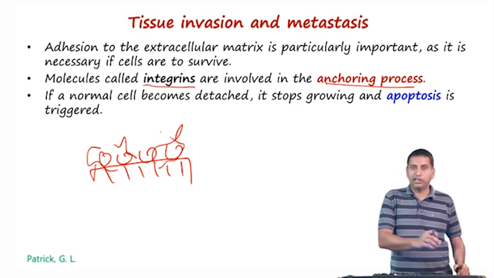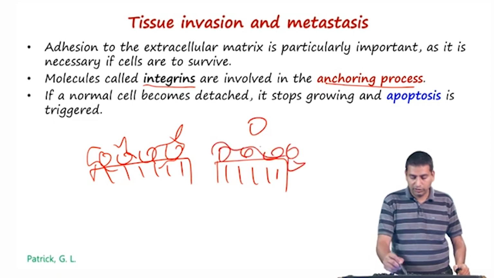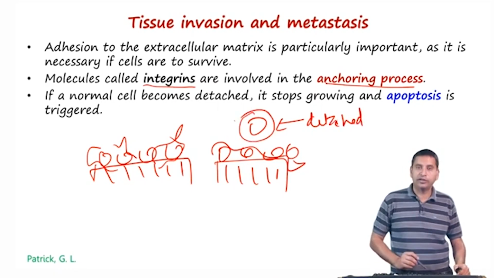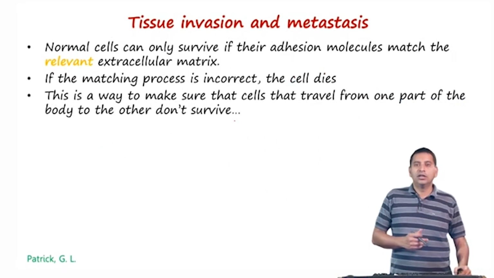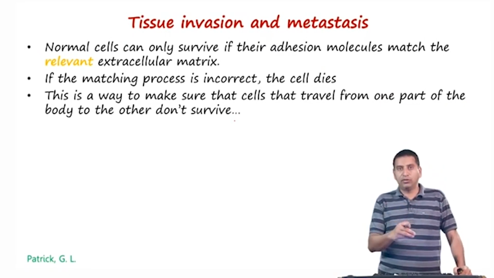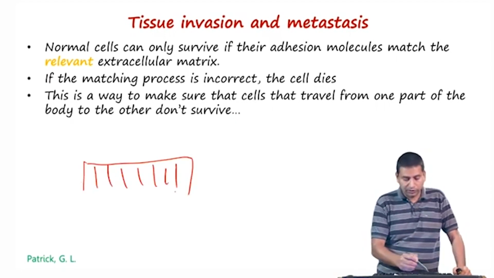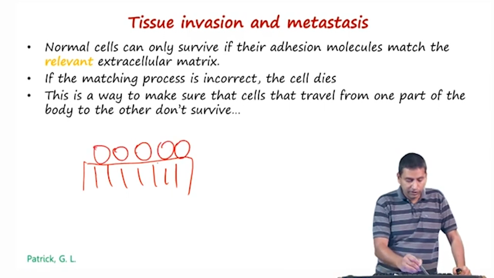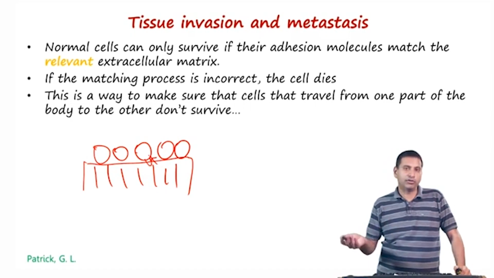If a normal cell becomes detached, let us say this is the detached cell, and here are your other cells. Now, if the normal cell becomes detached, it stops growing, and after some time apoptosis is triggered. This is because the normal cell can survive only if its adhesion molecules match the extracellular matrix molecules. Here is your tissue surface, here are your cells, and unless there is a matching of these two, the cell does not survive. Therefore, if the matching process becomes incorrect, it triggers apoptosis and the cell dies.